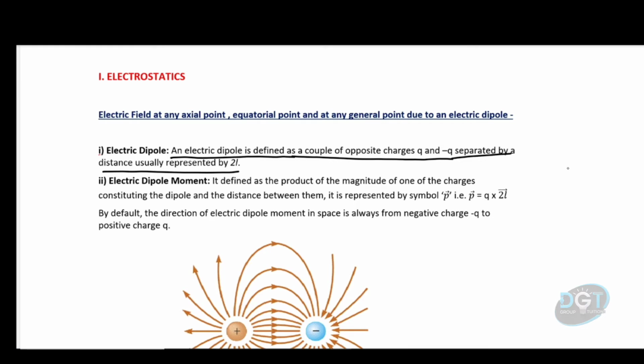And there is another important term related to the electric dipole, that is the electric dipole moment. It is defined as the product of the magnitude of one of the charges constituting the dipole and the distance between them. It is represented by the symbol P vector, and P is Q into 2L, where Q is the magnitude of one of the charges and 2L is the distance between the two, and it is a vector quantity. By default, the dipole moment's direction is always from negative Q to positive Q.